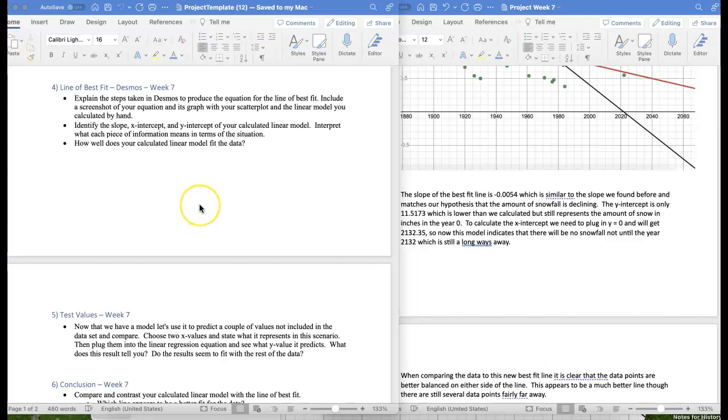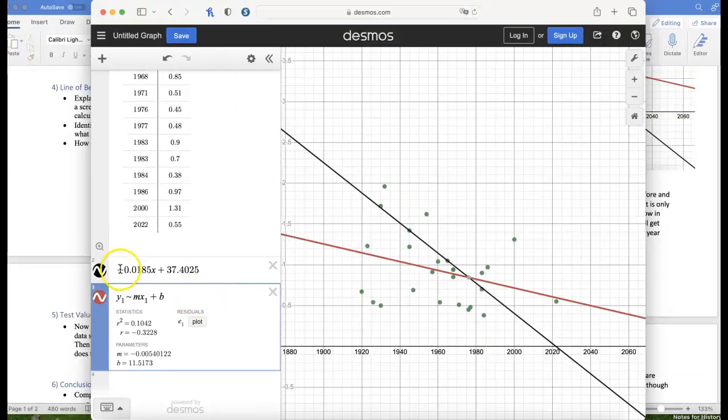So part 4 is going to be similar to what we did in the discussion board recently, where we found the line of best fit. So you should already be able to do this, but let's just walk through it. You're going to explain how to find the line of best fit in Desmos. Then you are going to go to Desmos and you're actually going to type it in.